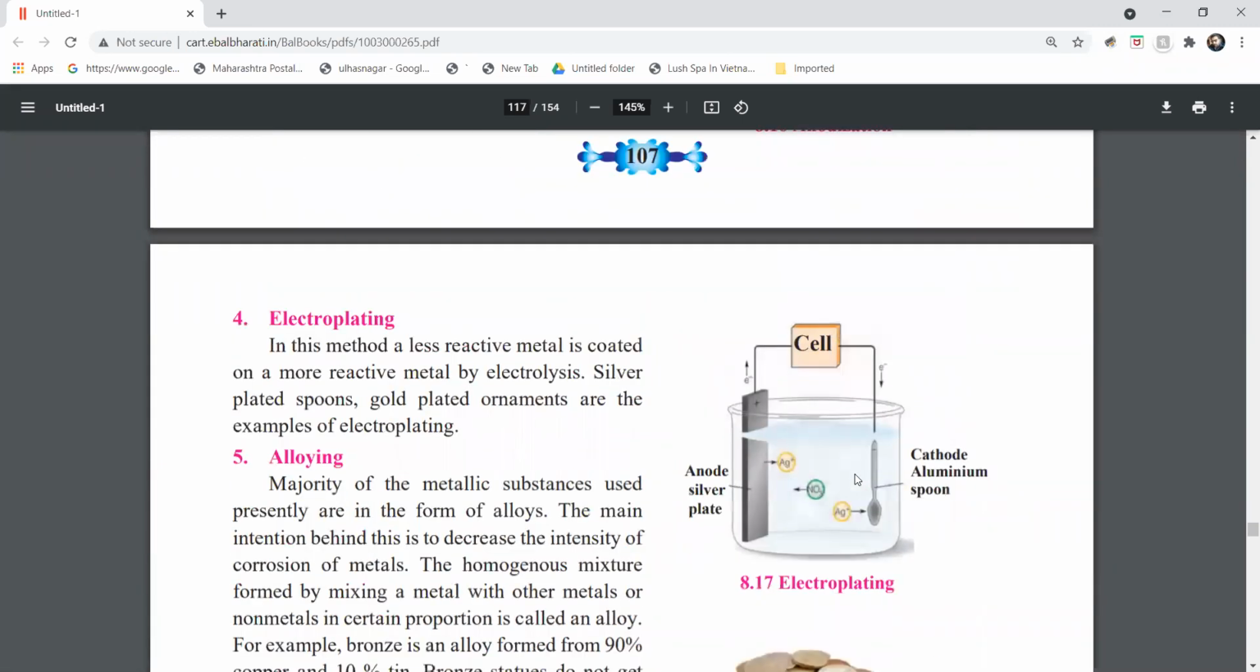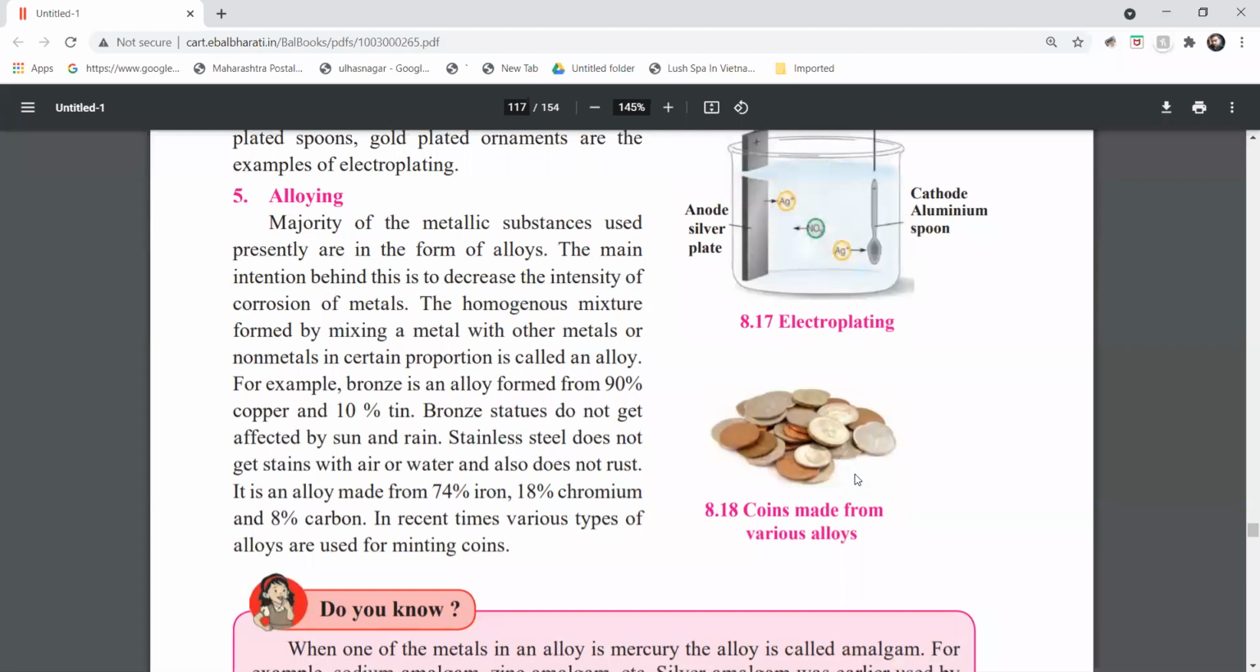Now coming to electroplating, in this, silver plated spoons and gold plated ornaments get electroplated. Now coming to alloying, whenever you have metallic substances that are in the form of alloys, the main intention is to decrease the intensity of the corrosion of metals. So the homogeneous mixture is mixed with a metal in a certain proportion to make an alloy.